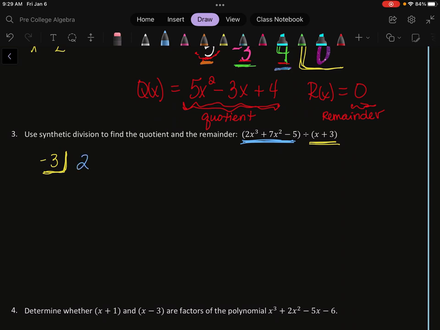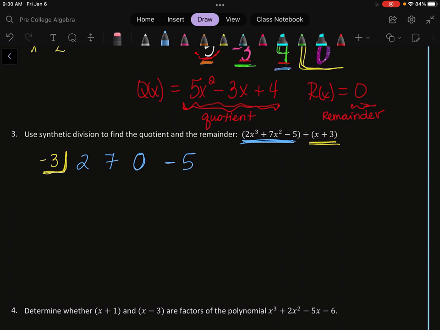So I have 2. That's x to the third. And then I have +7. But I don't have an x. So I must put a 0 in that spot. And then -5.